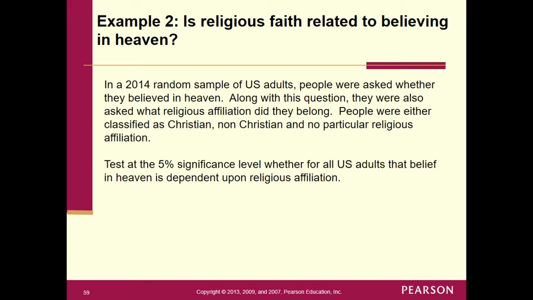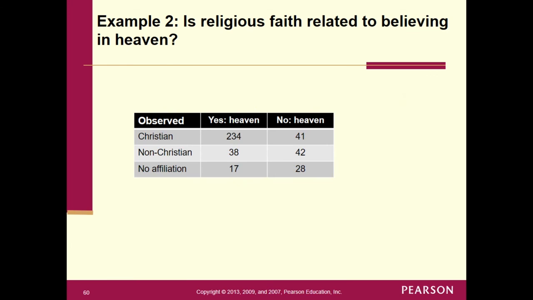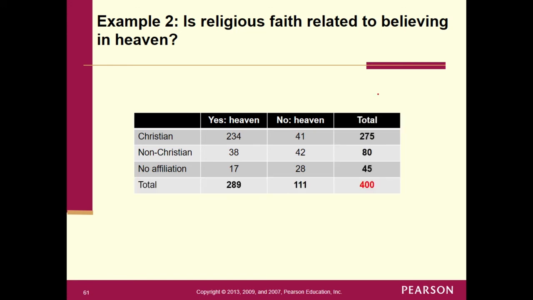And so notice here we have two variables, right? We have religious affiliation and do they believe in heaven? Okay. Two categorical variables. Here was the data. I'm going to put the response here as did they believe in heaven or not, and then their religious affiliation as the explanatory. To me, that only makes sense. And I would go ahead and calculate the subtotals here. So I got 275, 80, 45, 289, 111, and a total sample size of 400.